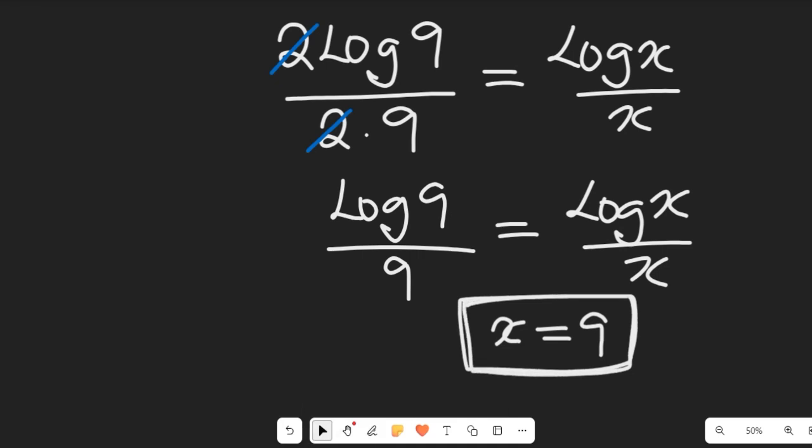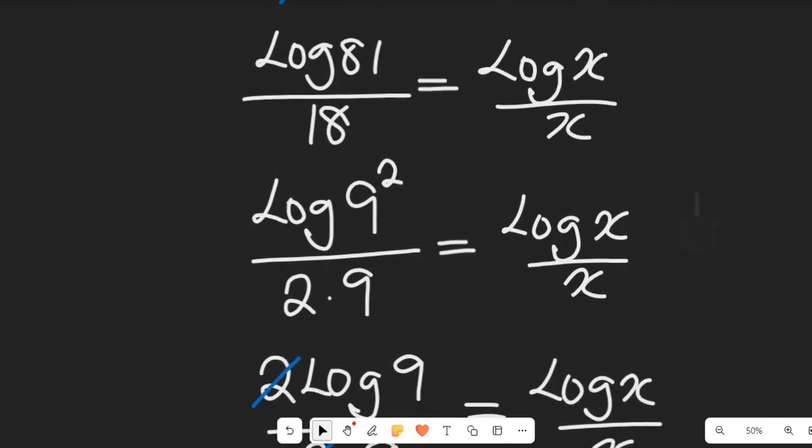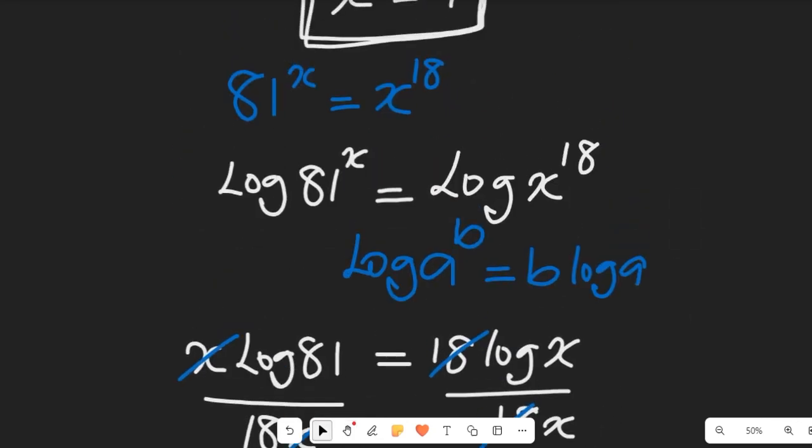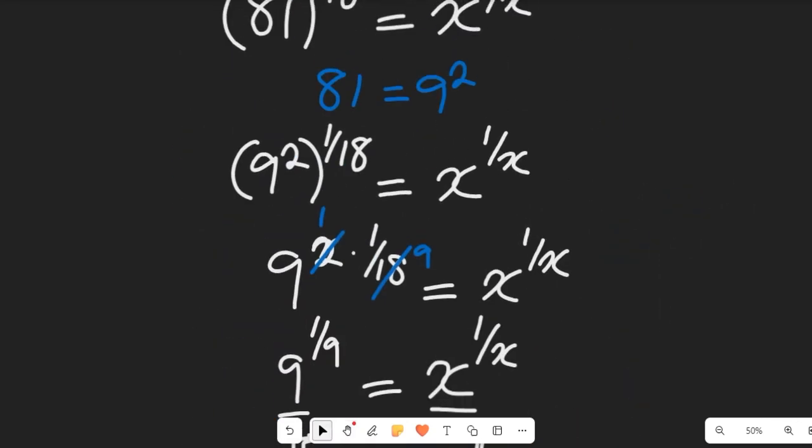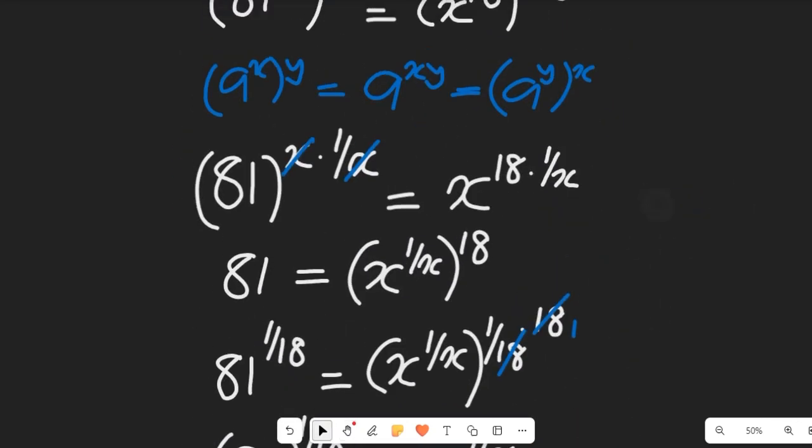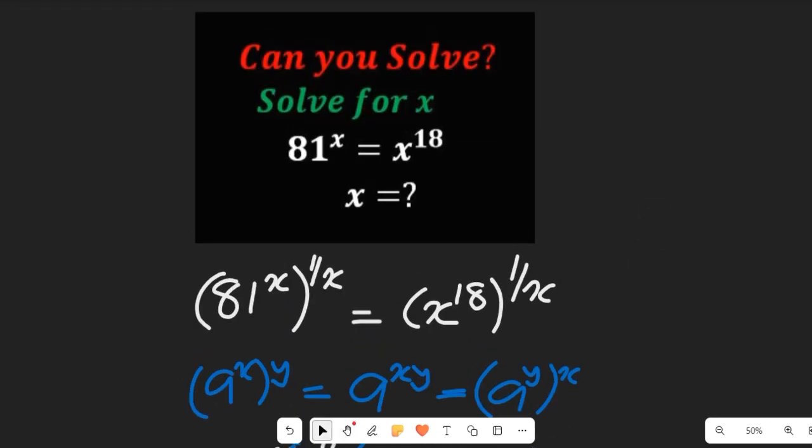So you see, using the laws of indices and using the laws of logarithm, we can find the solution to that expression given to us up here.